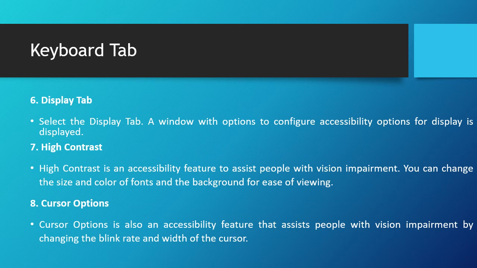Display tab. Select the Display tab, and a window with options to configure accessibility options for display is displayed. High contrast. It is an accessibility feature to assist people with vision impairments. You can change the size and color of fonts and the background for ease of viewing. Cursor options. Cursor options is also an accessibility feature that assists people with vision impairments by changing the blink rate and width of the cursor.